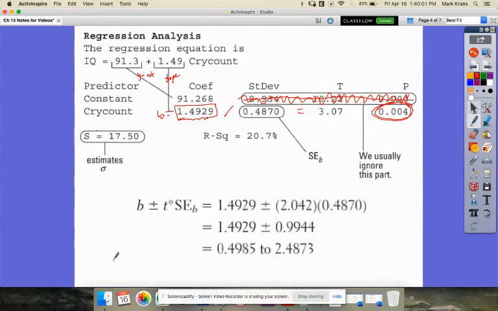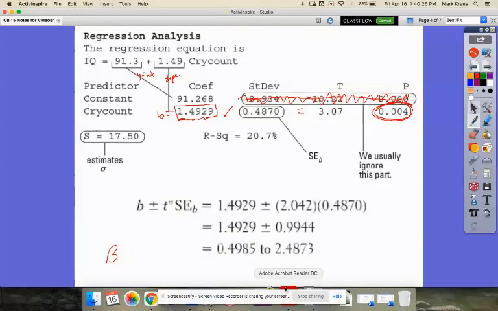Now I can say we are 95% confident that the true slope, not my sample slope, but the true slope, is between 0.4985 and 2.4873. So we're 95% confident that beta is between those two values. That is your confidence interval. All right, so good luck. We'll talk about hypothesis tests in the next one.